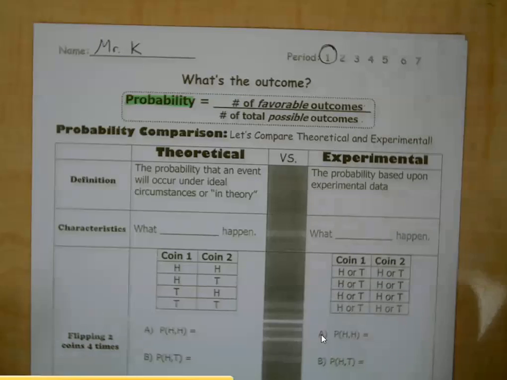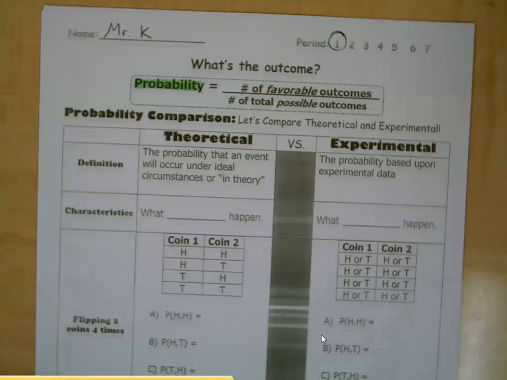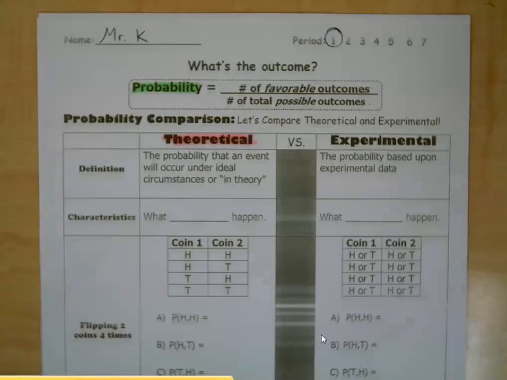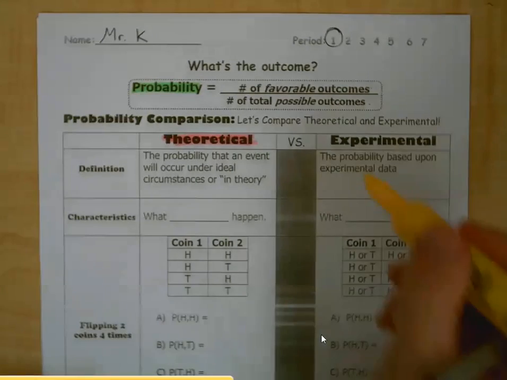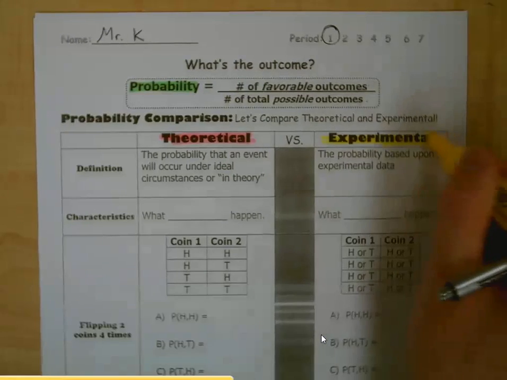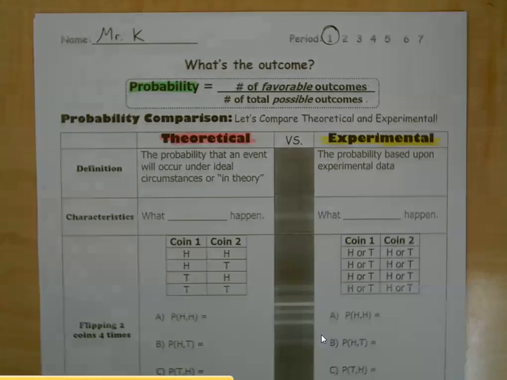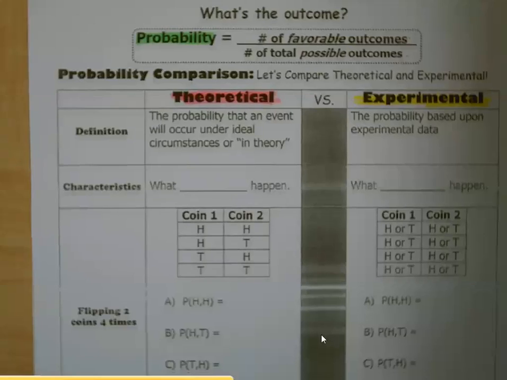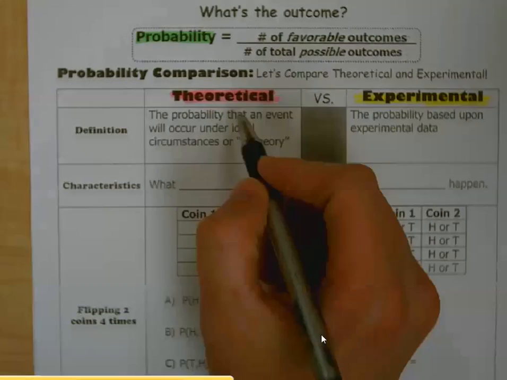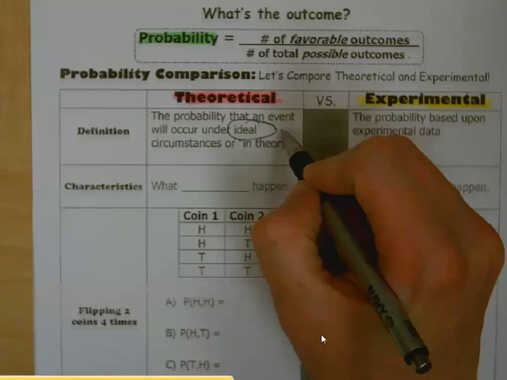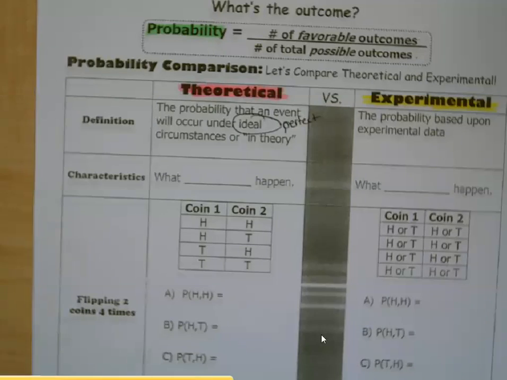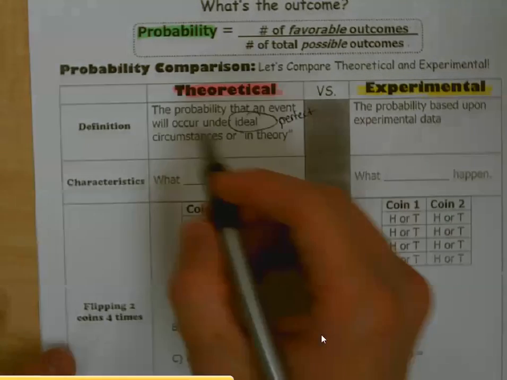Now, there are two types of probability that we're going to talk about today, and they are theoretical probability, or probability in theory, and experimental probability, or probability based on experimentation. So let's start out with theoretical probability, which is on the left. Theoretical probability is the probability that an event will occur under ideal circumstances. Ideal, here we're talking about perfect. So if we lived in a perfect world, everything happened perfectly, what's the probability that that event would take place? Our characteristics of theoretical probability are what can happen.